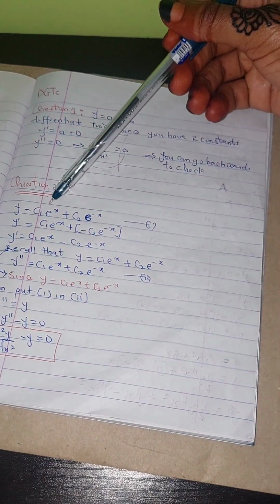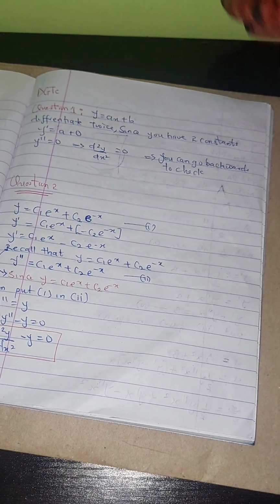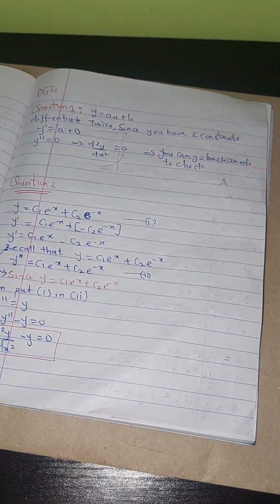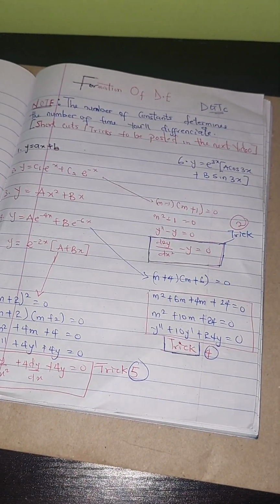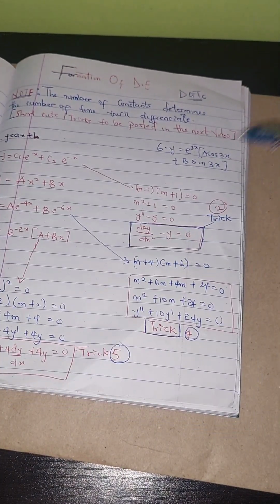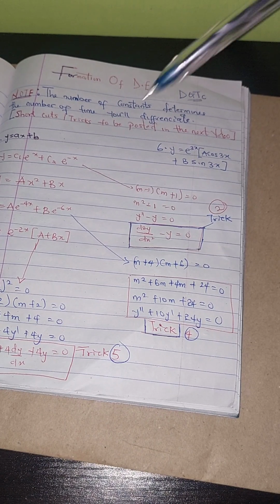We have y equals c1 e raised to power x plus c2 e raised to power minus x. And don't forget, I said using the shortcut, which I'm here to explain, I'm going to do that in the next video. So you have to subscribe and turn on the notification bell to get notified when I upload the video.